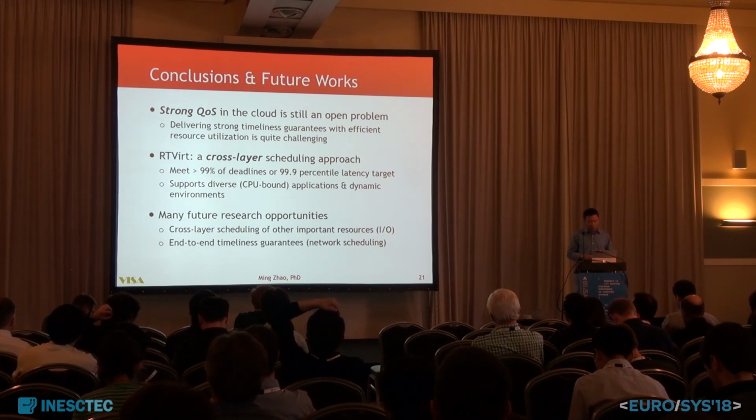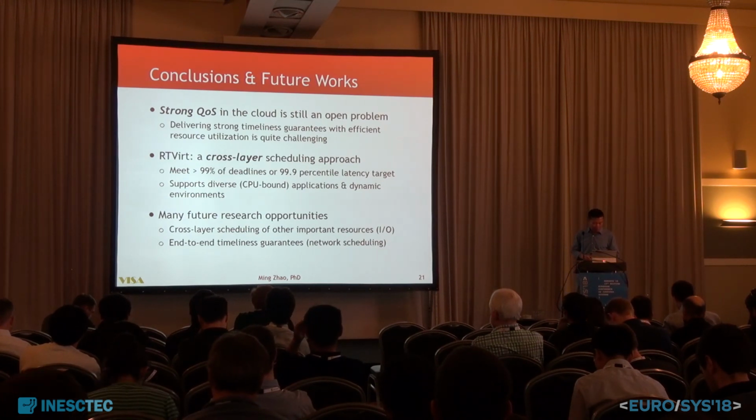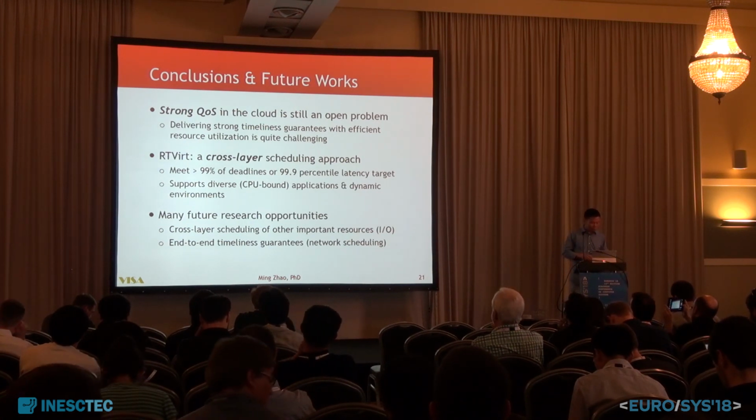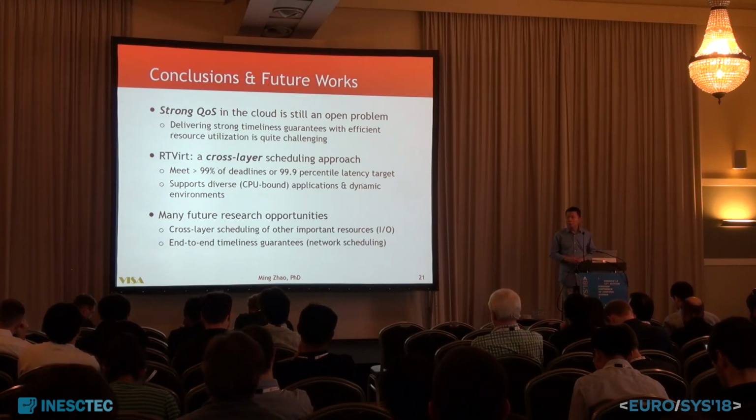And in summary, RTVert, by doing cross-layer scheduling, is able to meet 99% of deadlines, or meet a 99.9% latency target, and it can support diverse CPU-bound applications in a dynamic environment. And there are, of course, many future research opportunities.